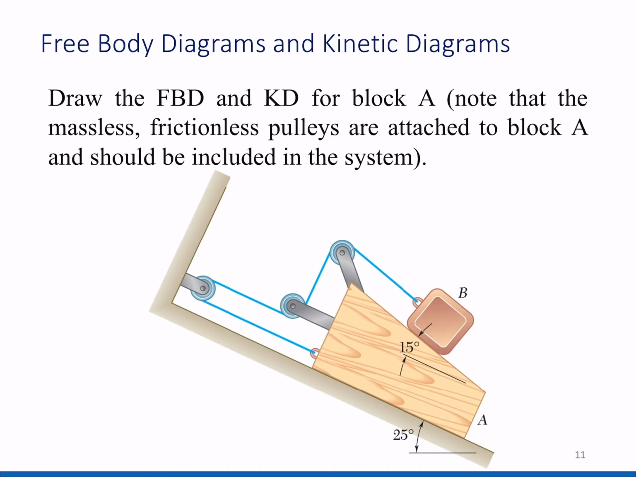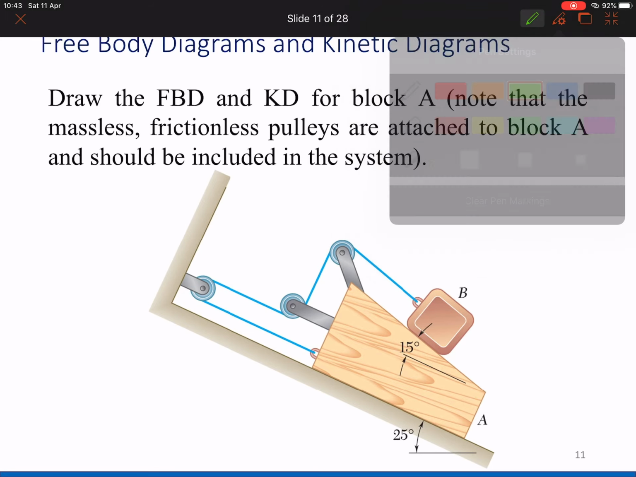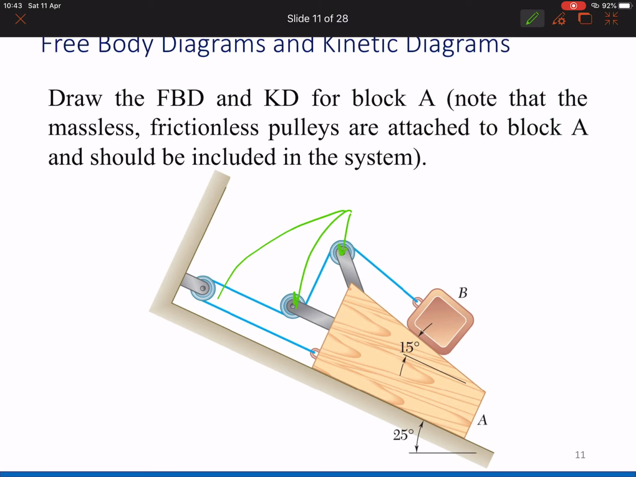Next, let's try to draw the free body diagram and also the kinetic diagram for block A. Note that this is massless, so there is no mass, and frictionless. Oh, no. I didn't read it through, but they say this has no mass, and frictionless. Okay.